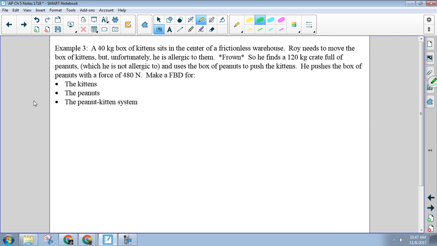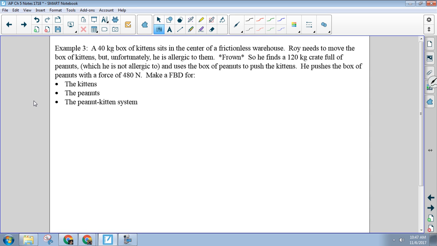We've got a 40-kilogram box of kittens sitting in the center of a frictionless warehouse. Roy wants to move the kittens, but he's allergic to kittens, so he's very sad about it. So instead of just pushing the kittens directly, he finds a 120-kilogram crate full of peanuts, which he's not allergic to, and he uses the box of peanuts to push the kittens. He pushes the box of peanuts with a force of 480 newtons. Make a free body diagram for the kittens, the peanuts, and the kitten-peanut system.